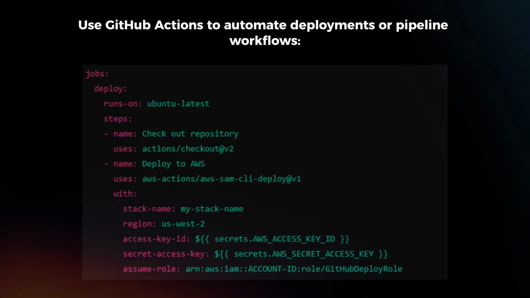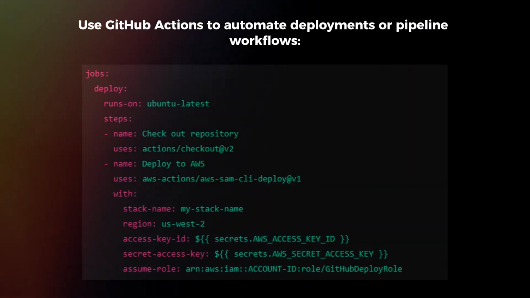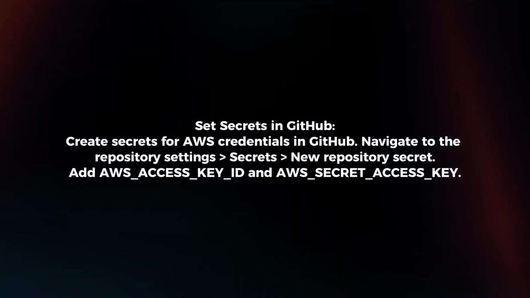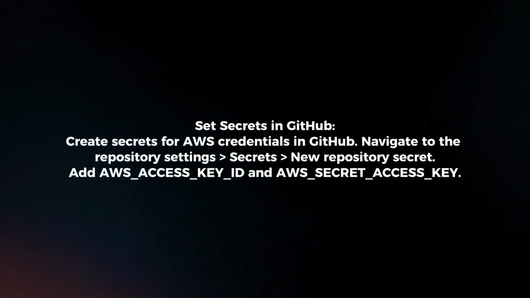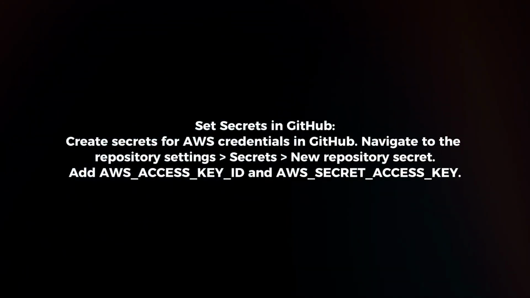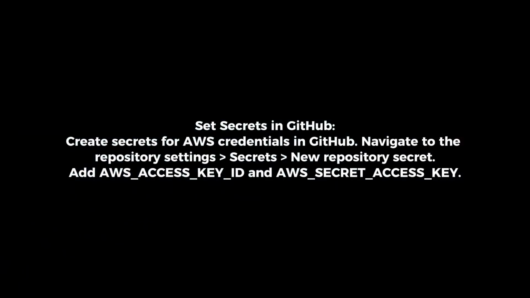Use GitHub Actions to automate deployments or pipeline workflows. Set secrets in GitHub. Create secrets for AWS credentials in GitHub. Navigate to the repository settings, secrets, new repository secret. Add AWS access key ID and AWS secret access key.